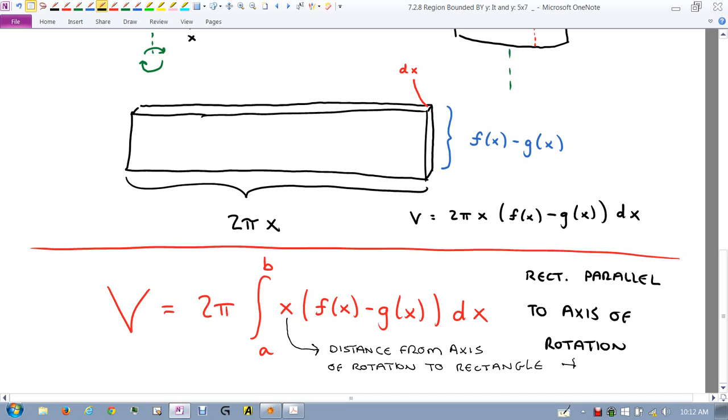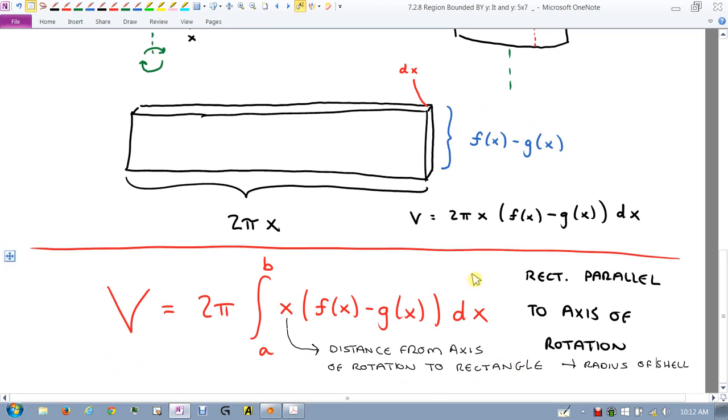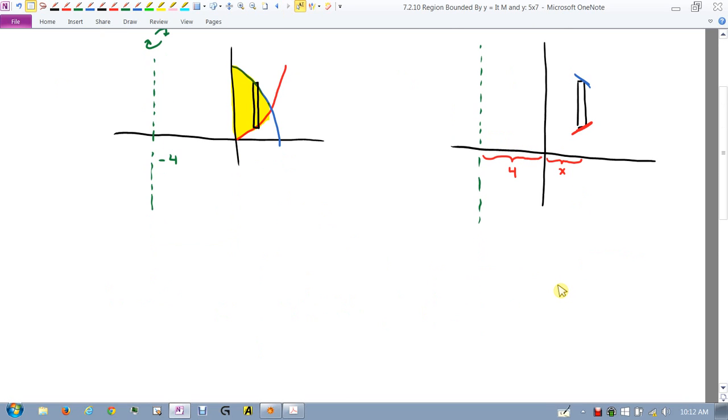I like to just call it the radius. It's the radius of that shell. We'll call it radius of shell. This was called a shell right here. So once you know the radius of the shell, you just go to your formula.